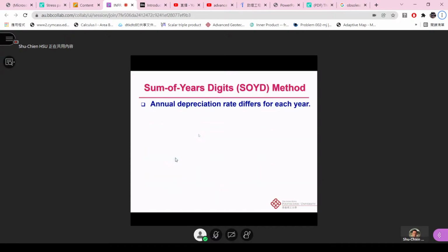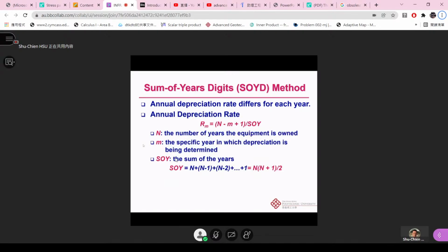All right. And for the next one, we call the sum of the year's digits, the SOYD method. The annual depreciation rate differs for each year, and it follows this: the annual depreciation rate Rm is equal to (n minus m plus 1) divided by the SOY. n is the number of years that the equipment is owned, and m is a specific year in which depreciation is being determined.